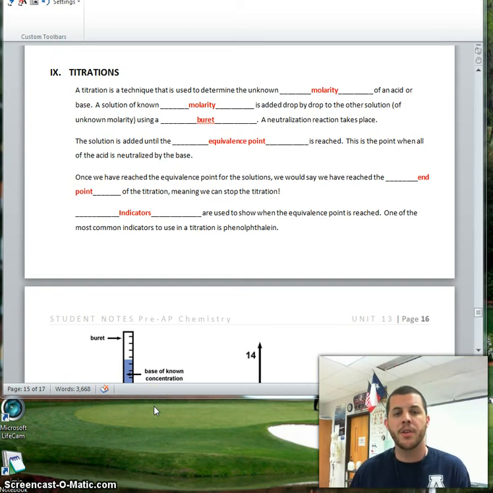All right, we're going to take a look at how to do a titration now. The purpose of a titration is to find the unknown molarity of an acid or a base by titrating it with a known molarity of the opposite of it, either a base or an acid, okay?